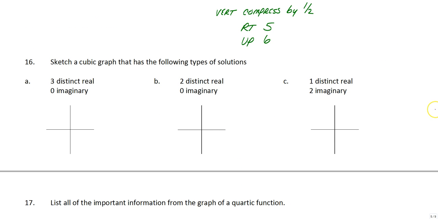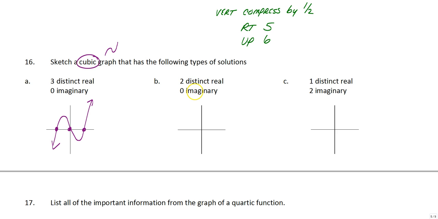Sketching with solutions is really simple. Remember, 3 distinct real, cubic. So all of these are cubic, so they have 3 possible. So when we have 3 distinct real, remember, a cubic looks like this. So when we have 3 real, it's 1, 2, 3. Now yours does not have to look like mine. The only thing yours has to do is cross the x-axis 3 times, giving us 3 different real solutions.